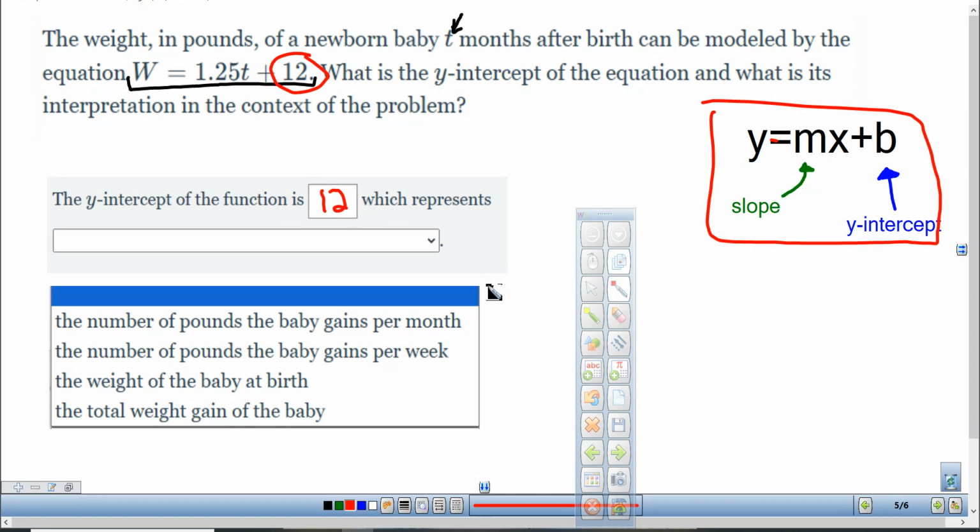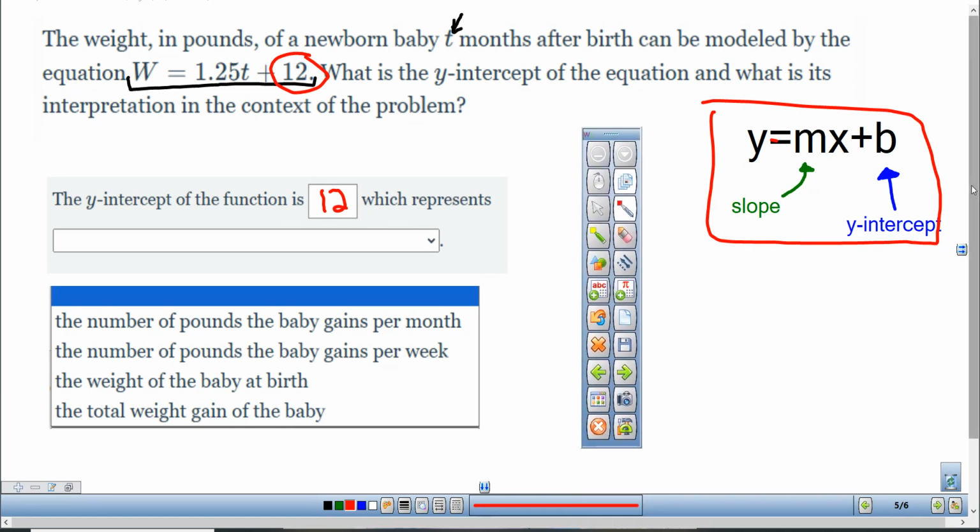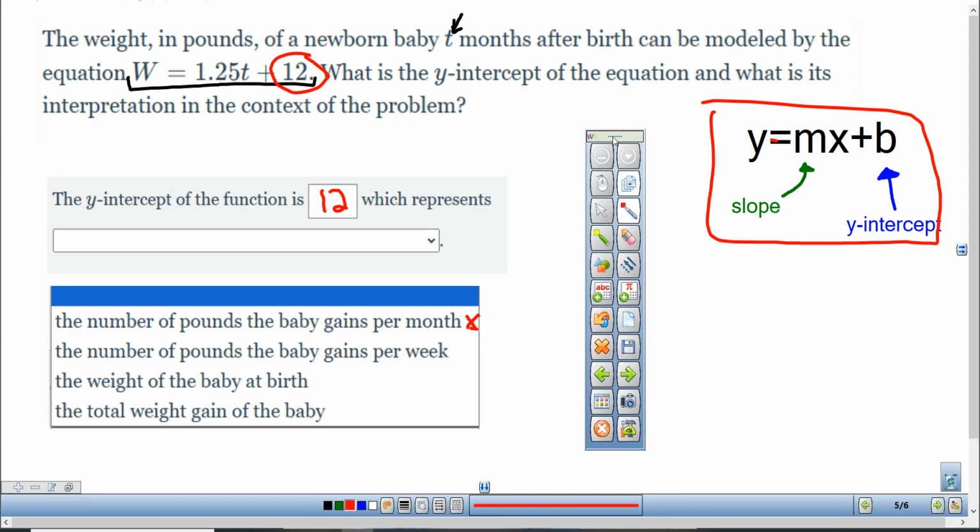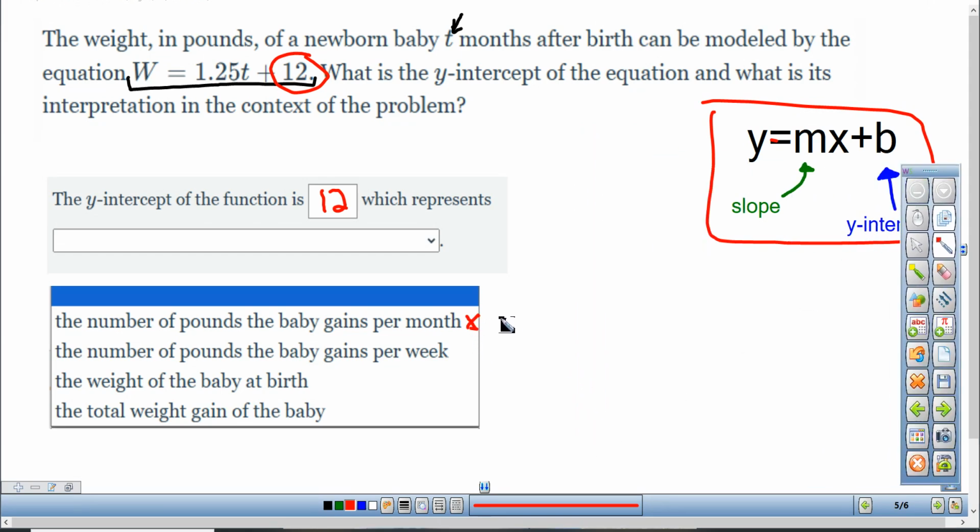The y-intercept of this, which is laid out exactly like this, is 12. That's the y-intercept. What does it mean? Is it the number of pounds the baby gains per month? No, it is not. You should be able to answer that question because that is the slope. It's 1.25 pounds per month. Is it the number of pounds the baby gains per week? No, we could actually kind of figure that out by knowing what it does per month and then dividing that into a week. But this whole problem is not about weeks.